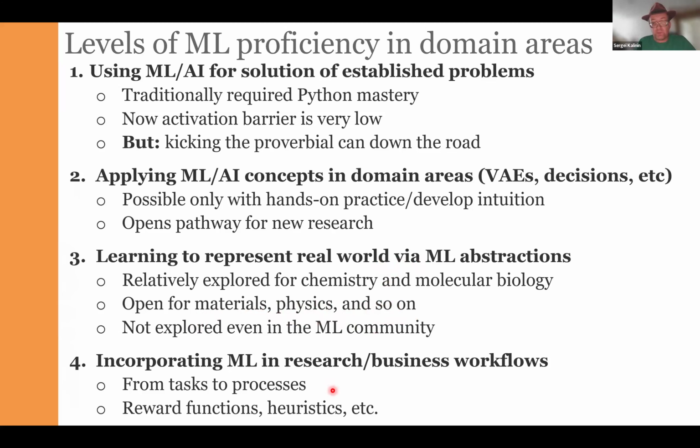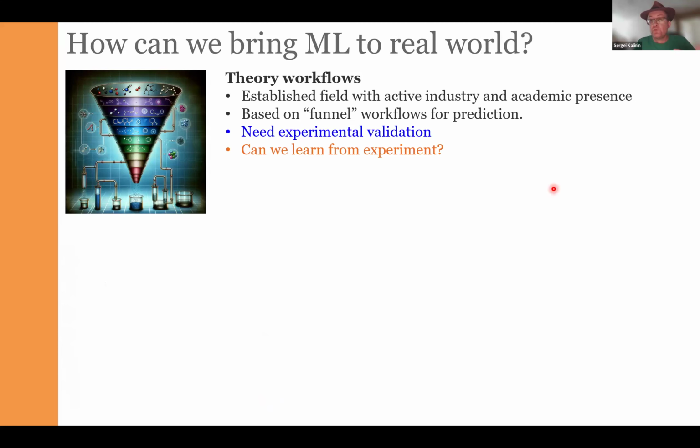And most importantly, if you want to make machine learning a part of your research or business workflows, that's complicated. You really need to think not in terms of tasks, but processes. You need to define the reward functions while you're doing things, heuristics, how to predict the decisions, if you will, or ascertain whether they are likely to be good or bad, and so on. So practically today, we are going to talk on how to use ML for decision, but keep in mind these steps as well. So what do we have now?